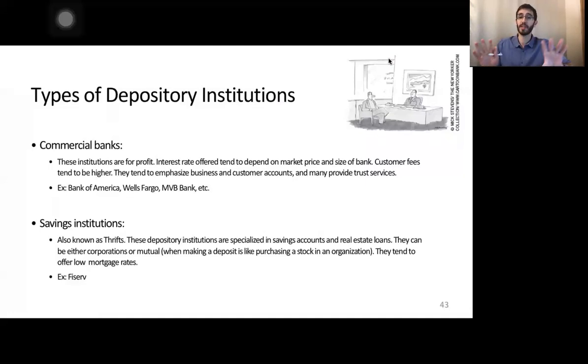Okay, that's a little bit different from those institutions known as savings institutions. Okay, they're also known as thrifts, and those institutions are very specialized in mortgage lending. Okay, so they can either be corporations or mutual, meaning that in a corporation, a depositor is simply a depositor, right, a client. In a mutual, a depositor also owns a share of the membership, a share of the ownership of that institution. Okay, so this highlights a lot more the importance of depositors for those types of institutions. Okay, they have to offer low mortgage rates as well, so they're very specialized. So one example is the Fiserv company.